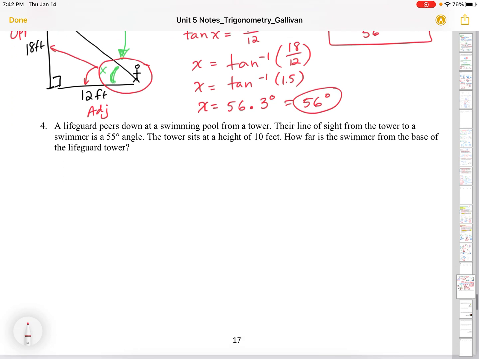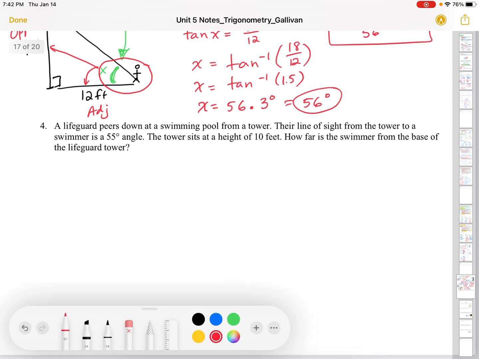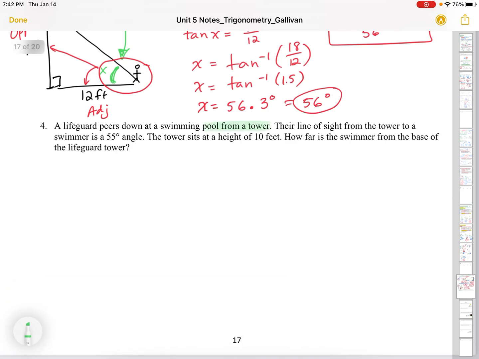All right. So hard part's drawing the triangle, but we have to be able to translate it because these kinds of questions are going to come up. Okay. So a lifeguard peers down at a swimming pool from a tower. So he's sitting up in a lifeguard tower. Their line of sight from the tower to the swimmer is at a 55-degree angle. The tower sits at a height of 10 feet. How far is the swimmer from the base of the lifeguard tower?